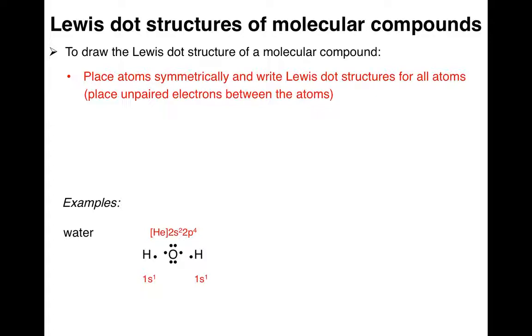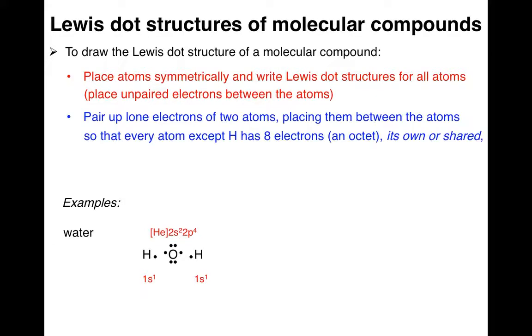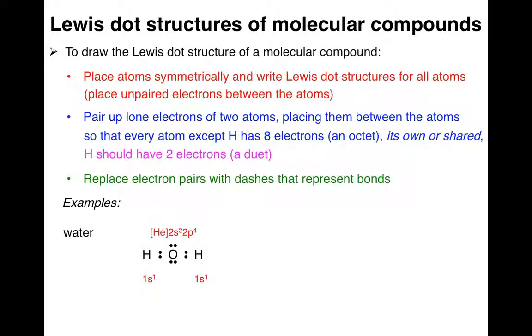Then pair up the lone, that is the unpaired electrons of two atoms, placing them between the atoms, so that every atom except hydrogen has 8 electrons, whether its own or shared with another atom, and each hydrogen atom should have 2 electrons, whether its own or shared with another atom. Electron pairs that are between two atoms are counted for each of these atoms, and then these electron pairs are replaced with dashes that represent bonds.